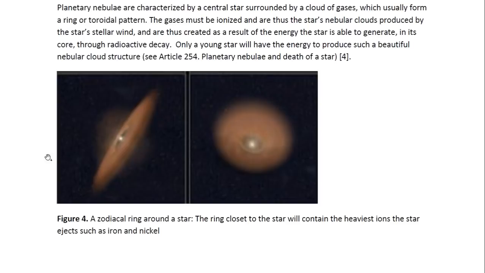Now this is what the zodiacal ring around a star looks like. This would be the first ring structure around the star. So it would contain the heaviest ions that are ejected by the star's solar wind, such as iron and nickel.